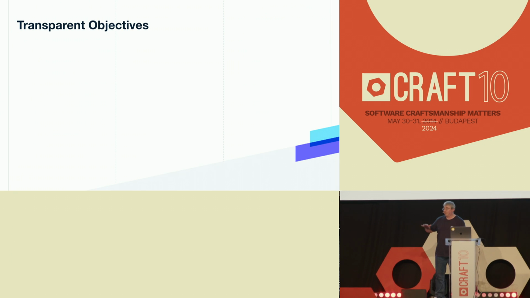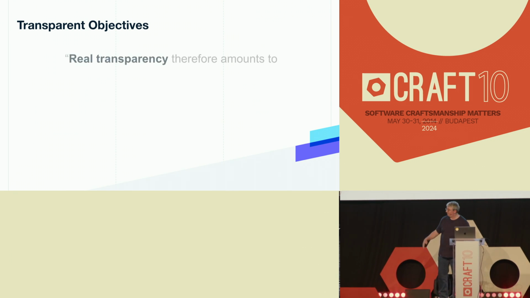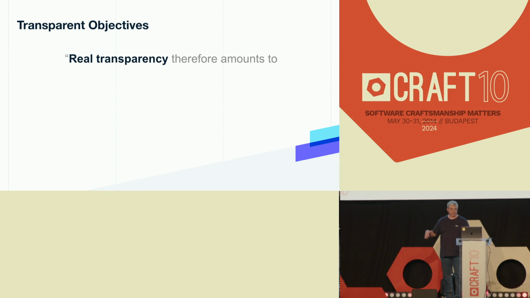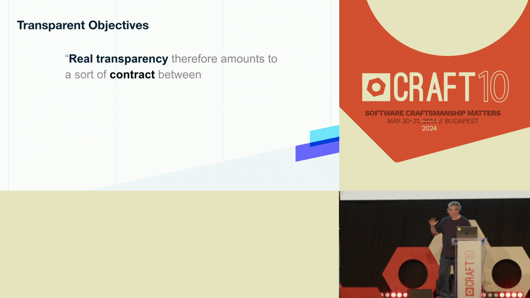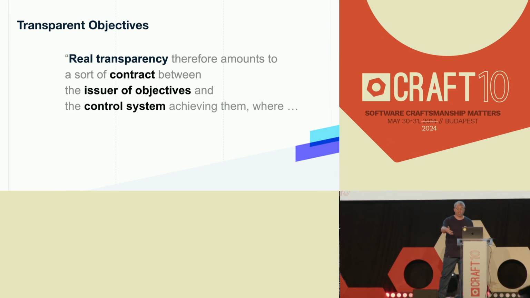So let's start with transparent objectives. Here's the quote from the paper. Real transparency, therefore, amounts to a sort of contract between the issuer of the objectives and the control system achieving them, where success or failure is mutually obvious.